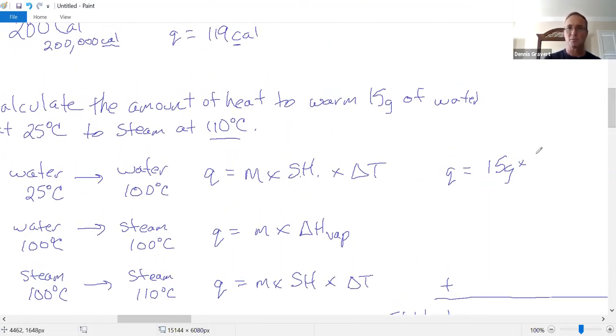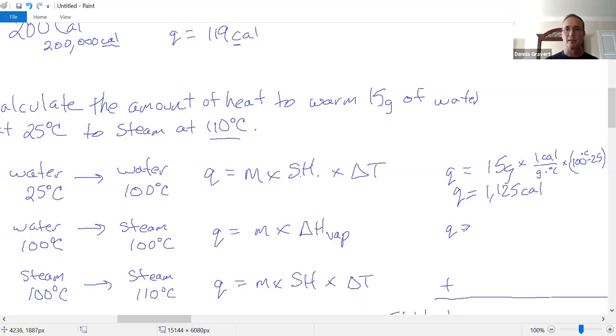So times one calorie per gram degree Celsius, times the change of temperature: the final, 100, minus the initial, 25. It's 15 times one times 75, and all our units, whoops, I left off the degree C's, are going to cancel out. We're left with calories for warming up the water from 25 to 100. I calculated 1,125 calories.